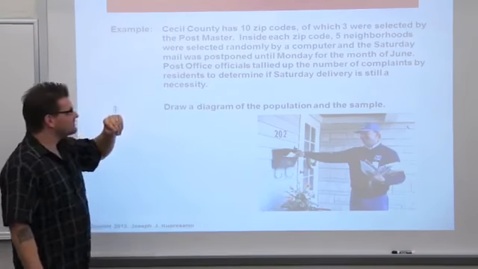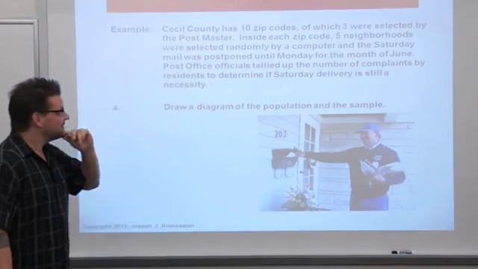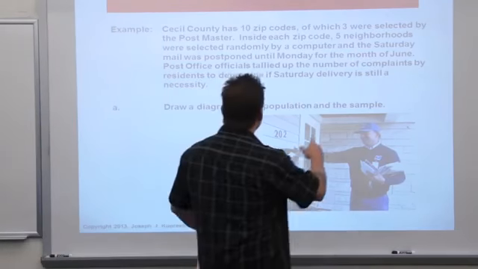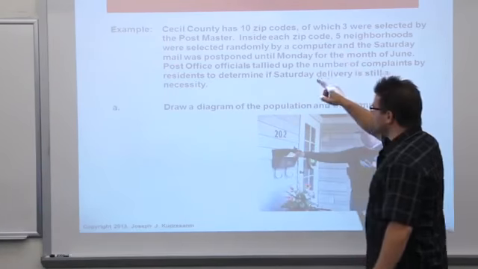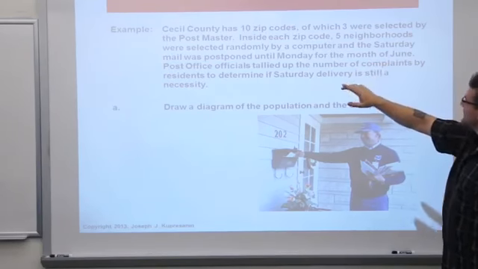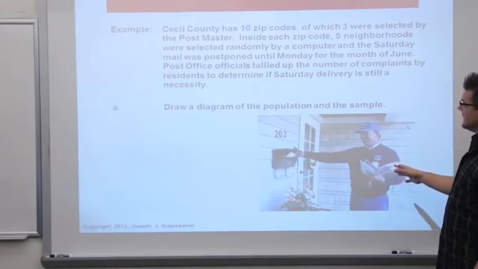All right, example. Cecil County has 10 zip codes. 3 were selected by the postmaster. Inside each zip code, 5 neighborhoods were picked randomly by a computer. And in those neighborhoods, the Saturday mail was postponed until Monday.